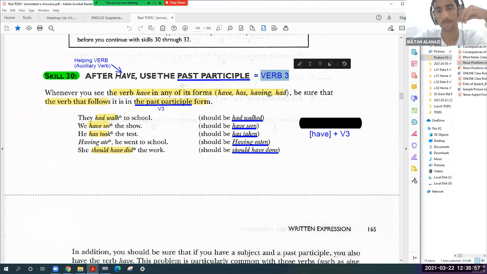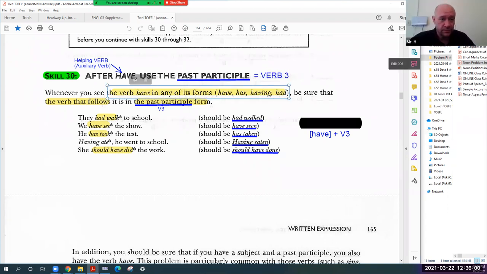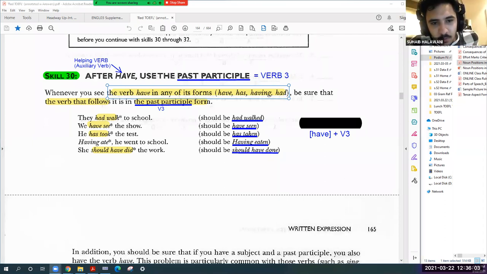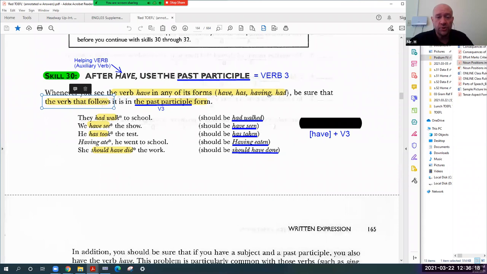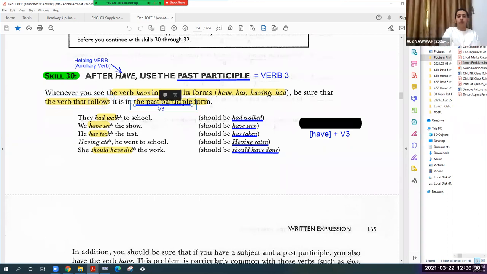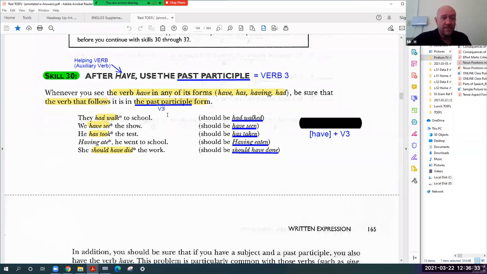Okay, all right, Suhaib, can you read this? The verb have in any of its forms: have, has, having, had. Be sure that the verb that follows it is in the past participle form. What does it mean, be sure? Make sure. Make sure that the verb that follows must be verb three, right? Past participle is verb three, okay? Be sure, make sure, confirm, okay?